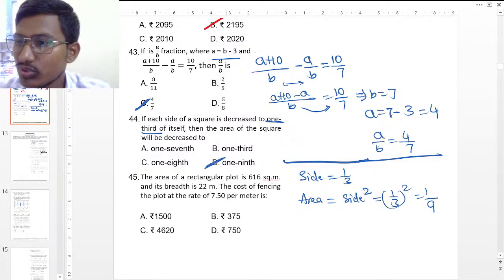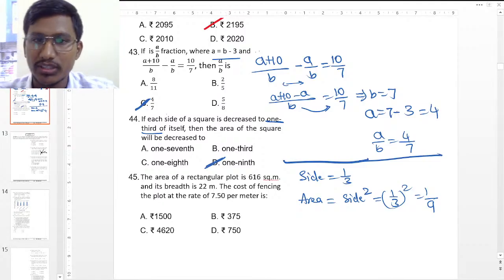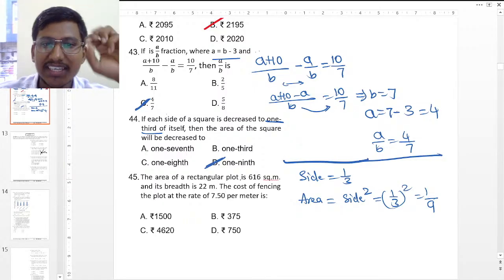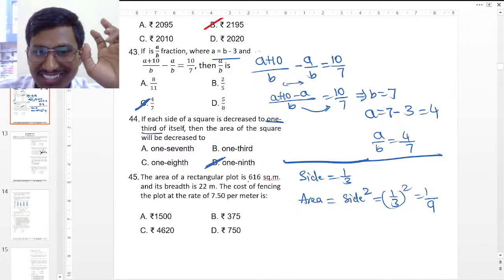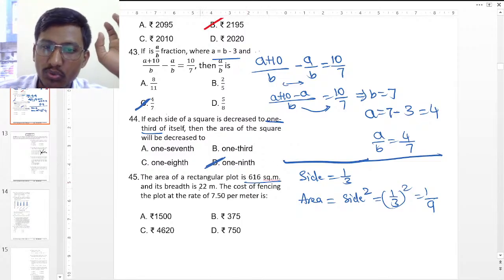Understood everyone? So that's how you have to do the answer. Okay, good. So let's go to the 45th question now. So what is the 45th question? The area of a rectangular plot is 616 square meter and its breadth is 22 meter.